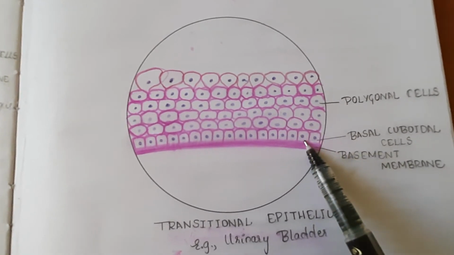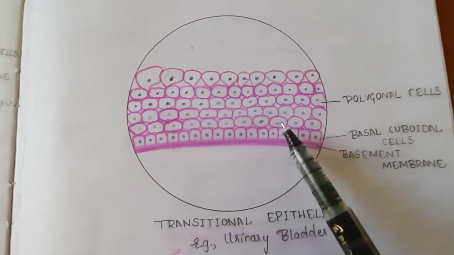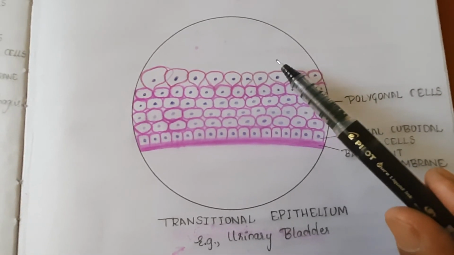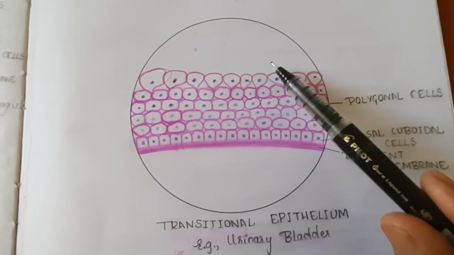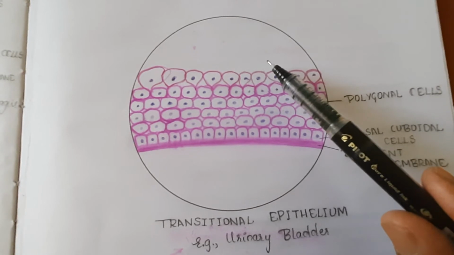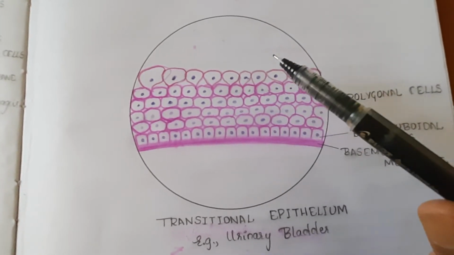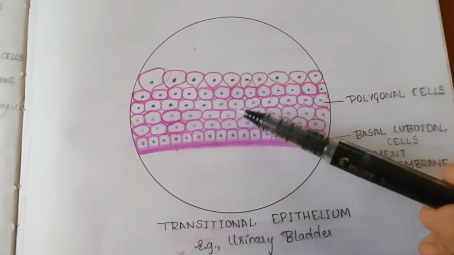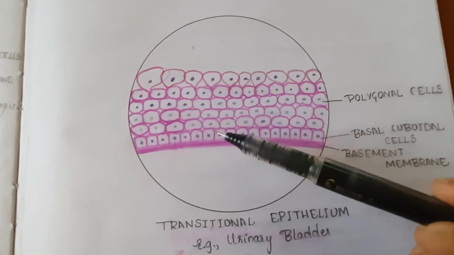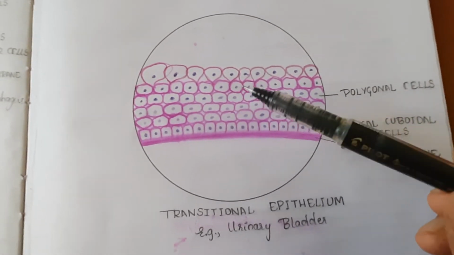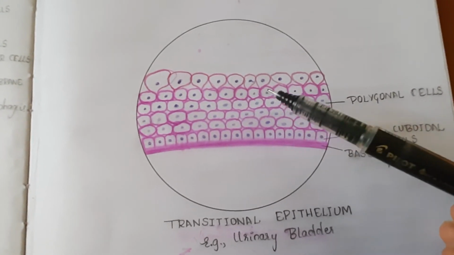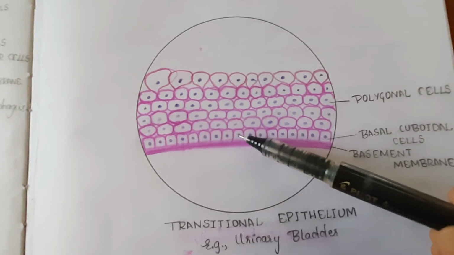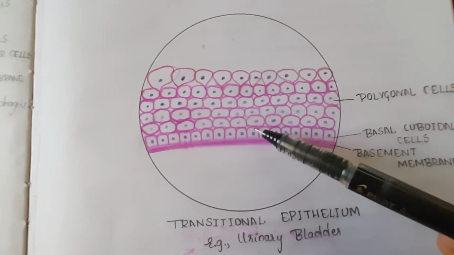Single layer of basement membrane, single layer of basal cells, above that polygonal cells, and above that you can find umbrella shaped cells in the relaxed condition. In the stress condition of the urinary bladder, all these cells are pressurized by the excess urine and become flat, creating extra space for more urine. Because it changes its shape, it is called the transitional epithelium.